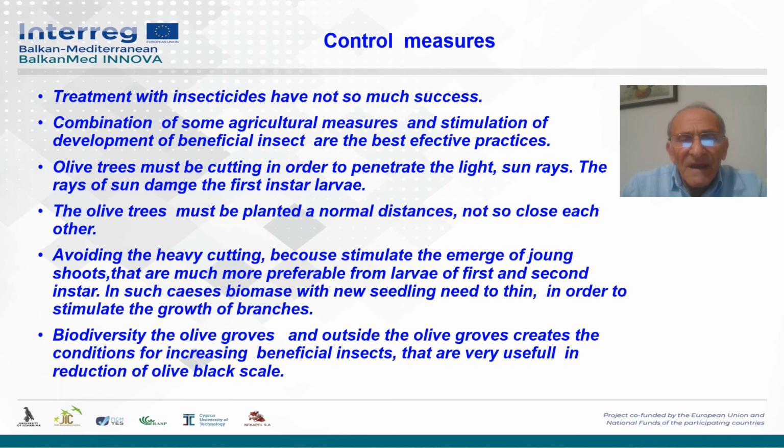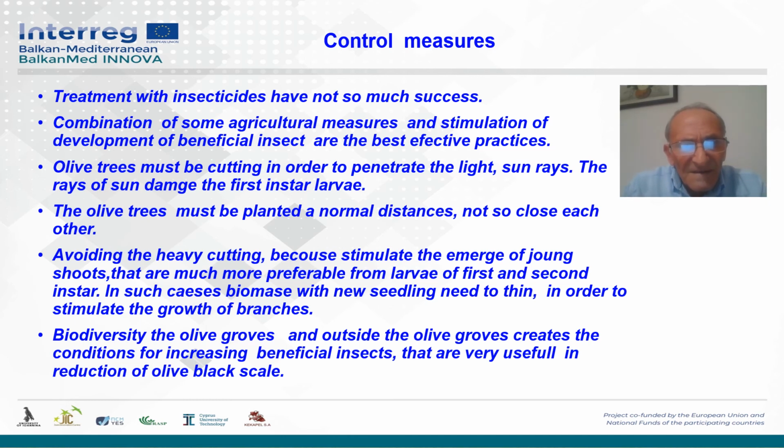Control measures against black scale. Treatments with insecticides have not had much success against black scale, Saissetia oleae. A combination of some agricultural measures and stimulation of the development of beneficial insects is the best alternative against black scale. Olive trees must be pruned in order to let the light, the sunshine, penetrate. The rays of the sun damage the first instar larvae.